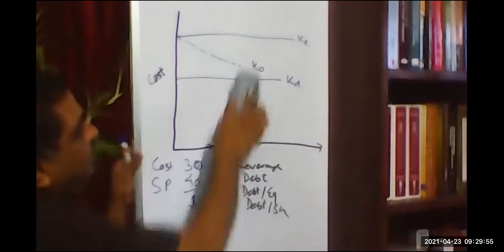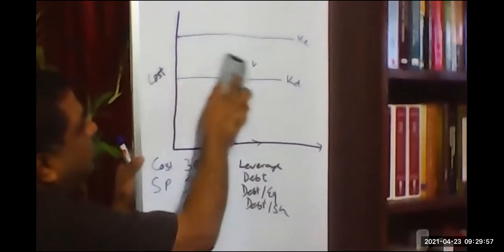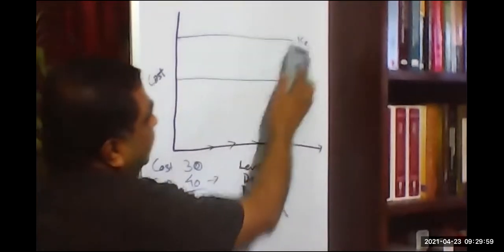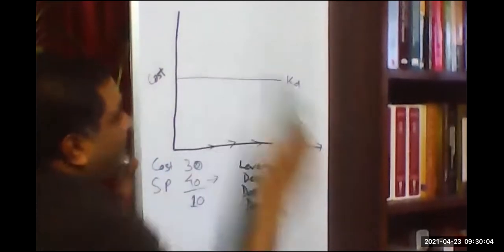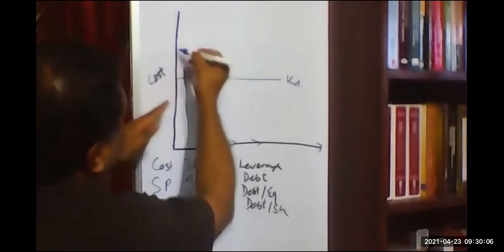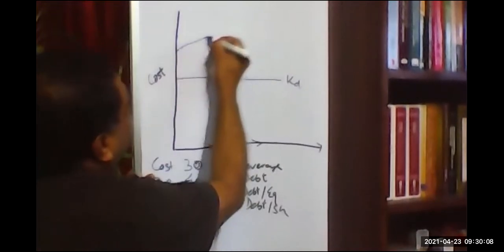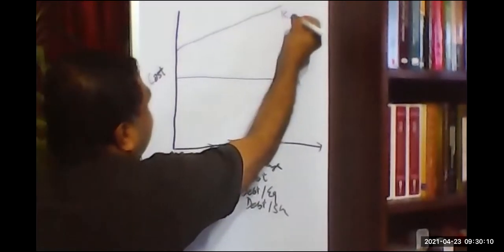And the second theory says the same thing. If you increase debt, the equity shareholders will not keep their cost constant. Let us say for no debt, this is the cost. If you increase debt, equity share cost will increase like this. KE will be increasing.